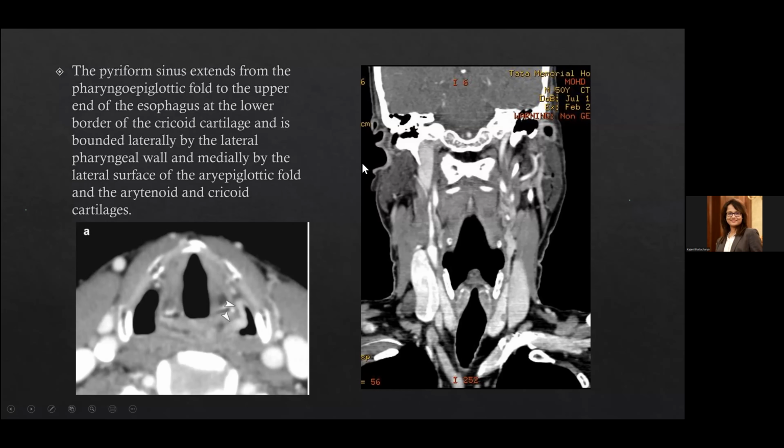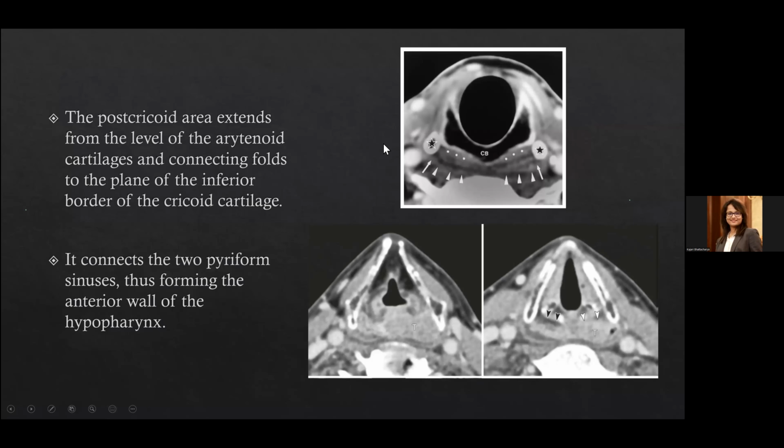Next is the post-cricoid area. The post-cricoid area extends from the level of the arytenoid cartilages, connecting the folds, to the inferior border of the cricoid cartilage. So this is how a post-cricoid area should look. This is a very nice CT which demonstrates the cricoid, and these are basically the lower parts of the thyroid cartilage. And what we are seeing here is this layer.